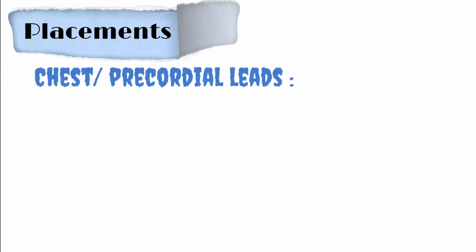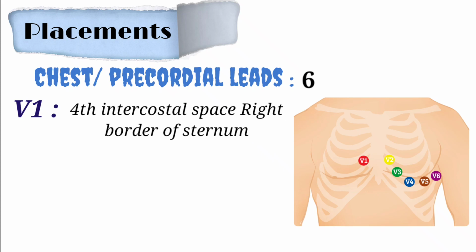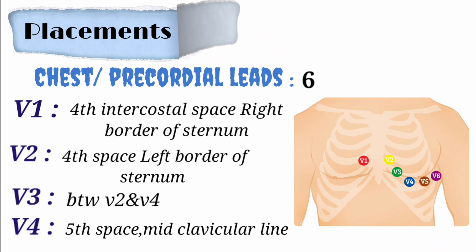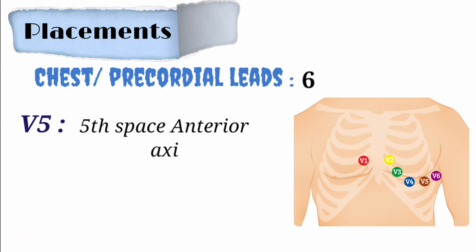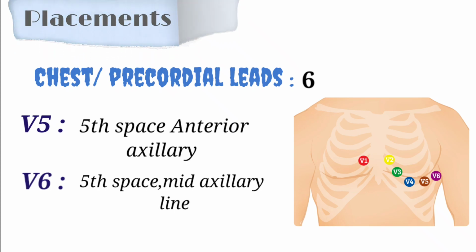Lastly, the 6 chest leads, which are also called precordial leads. V1: the lead is placed on the 4th intercostal space on the right border of the sternum. V2: 4th intercostal space on the left border of the sternum. V3: placed between V2 and V4. V4: 5th intercostal space, mid-clavicular line. V5: 5th intercostal space, anterior axillary line. V6: 5th intercostal space, mid-axillary line.